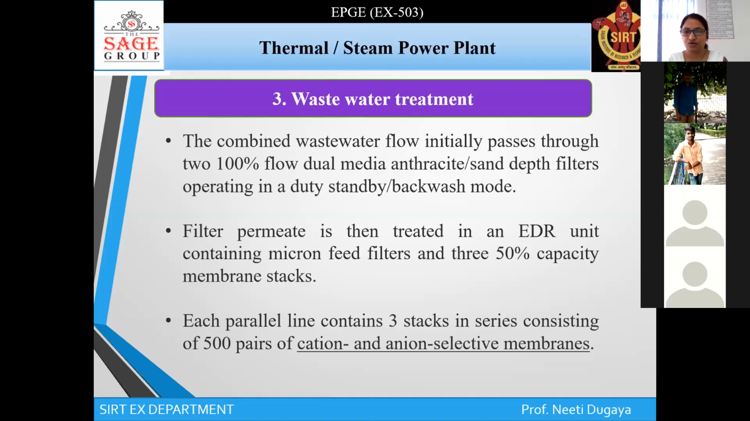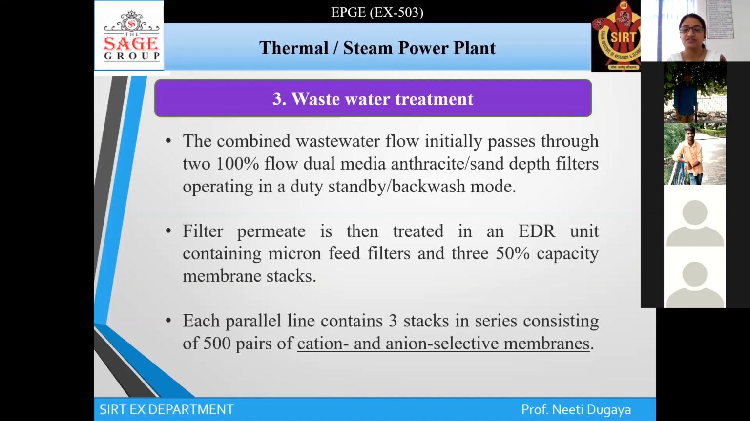So the coal or sand depth filters are there, out of which water is being filtered, and 100% flow is there. And then the filter permeate. What do you mean by filter permeate? The water or the content which is coming out from the filter is known as filter permeate. It is then treated in an EDR unit.